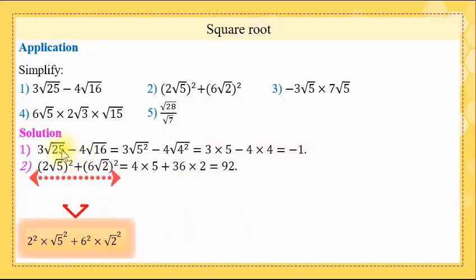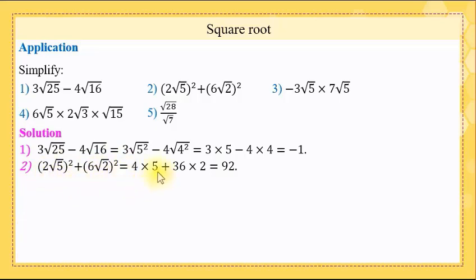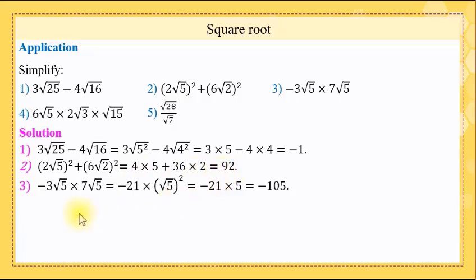The second one, the power 2 here is taken by 2 and radical 5. The power 2 is taken by 6 and radical 2. We get from the first one 4 times 5 and we get from the second one 36 times 2, and finally we apply the operations to get 92.